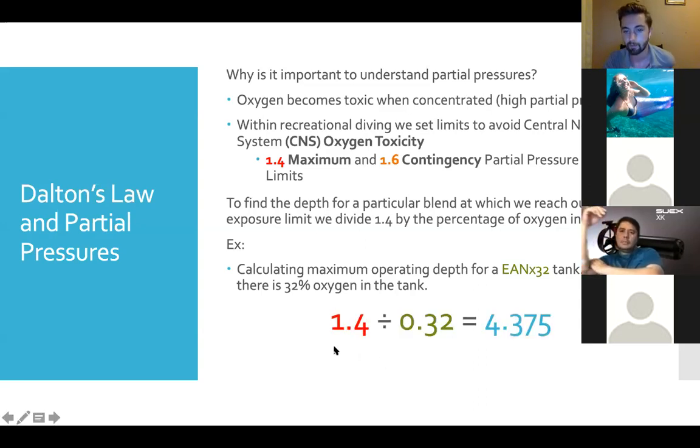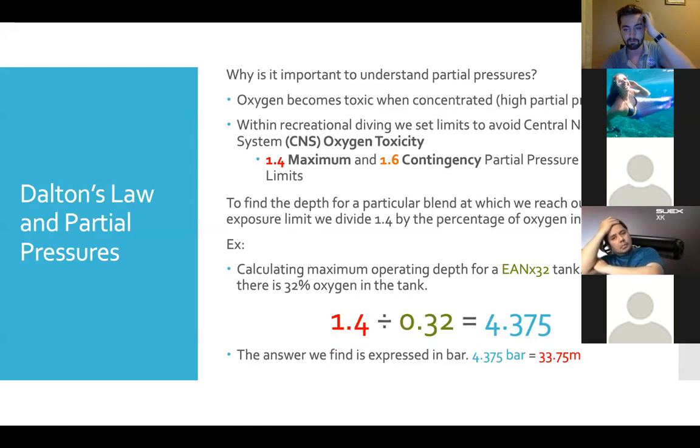So if we take our maximum of 1.4 and we divide it by 0.32, we'll get this number of 4.375, okay? Now that's not saying we can't dive to 4.5 meters maximum, okay? This is telling us the pressure that is the limit for our depth, okay? So if we convert that pressure into meters, we would get 33.75 meters, okay? Remembering that one atmosphere already exists on the surface above 0 meters. And then for every 10 meters, okay, we get another atmosphere. So all we're doing is subtracting one and then multiplying by 10.